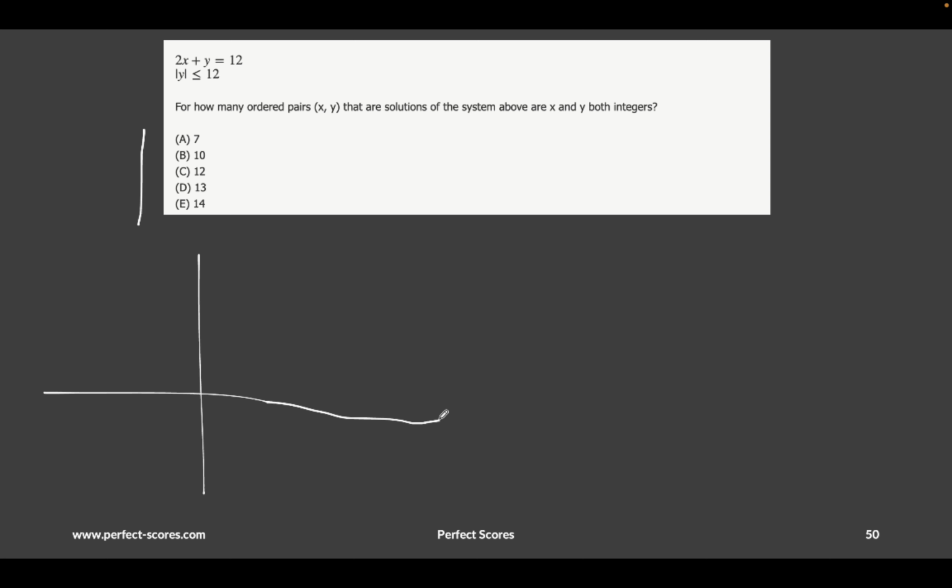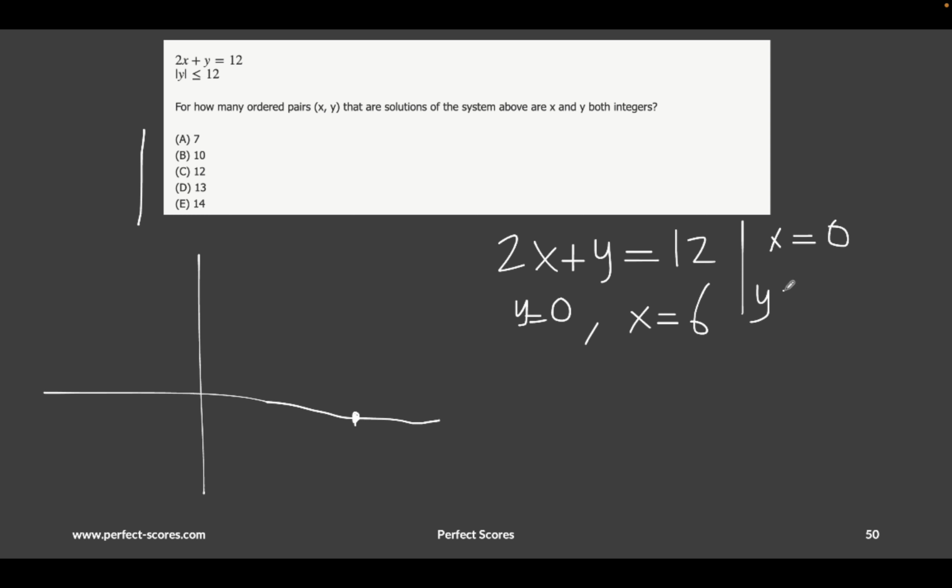So if we just draw it out, we got 2x plus y is 12. So what you can do is you can just solve it. So 2x plus y is 12, which means when y is 0, x is, what is x? x is 6. So you got this number here. And when x is 0, y is 12. So that's how you draw the line. Just get any 2 points and you will be able to draw the line. So this is the line here, right?